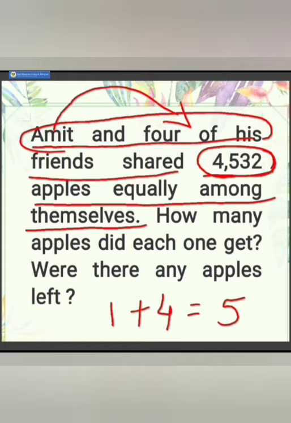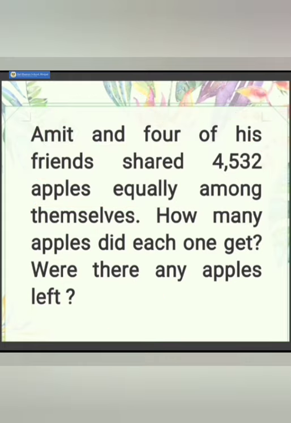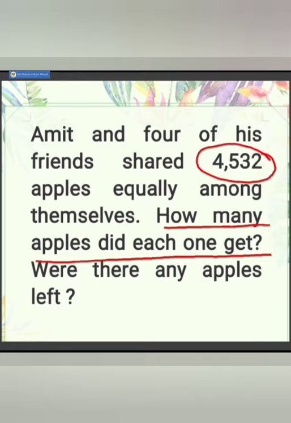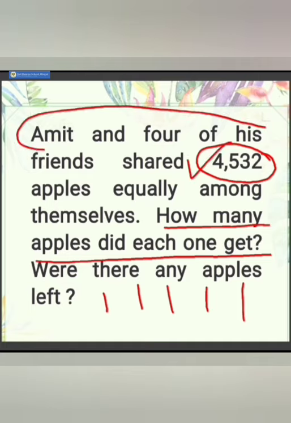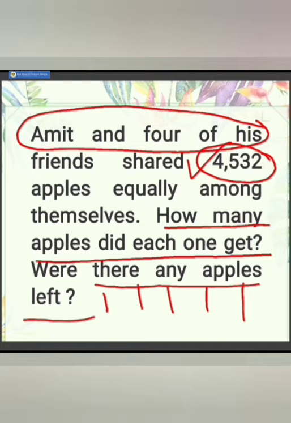Now let's read further. How many apples did each one get? Now they're asking that we know the total number of apples, but we do not know how many apples have been given to each person. So we need to know it by dividing the total number of apples by 5. Also, we need to see whether any of the apples are left or not.